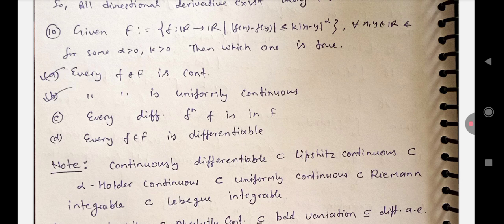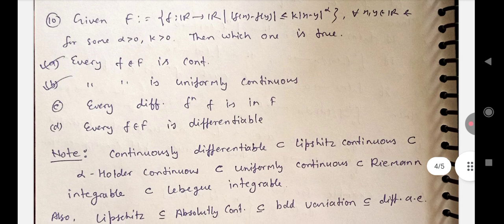This is true because f satisfies the Lipschitz condition. For the continuity property, we know the definition of continuity, and that is satisfied clearly here. Because if |x − y| is less than delta, then |f(x) − f(y)| is less than k times delta, which is epsilon. So this is satisfied. It is uniformly continuous also.